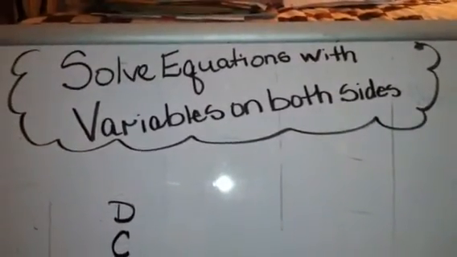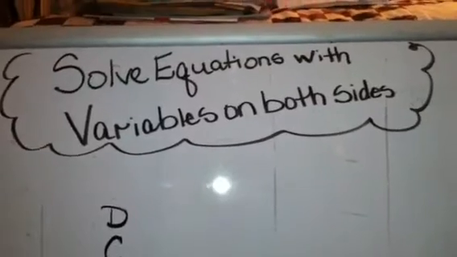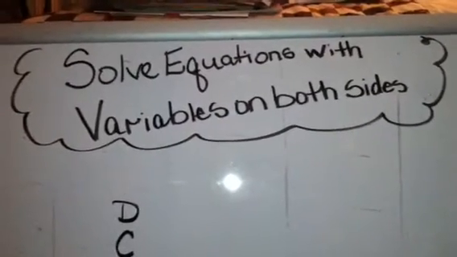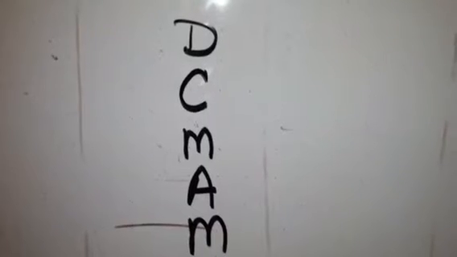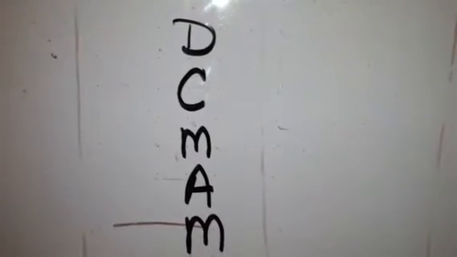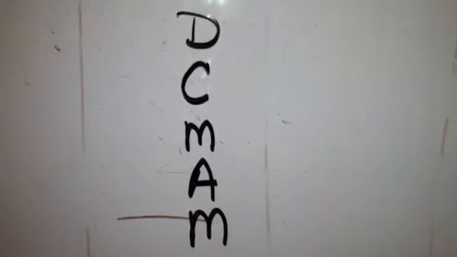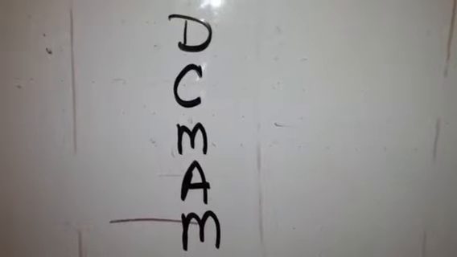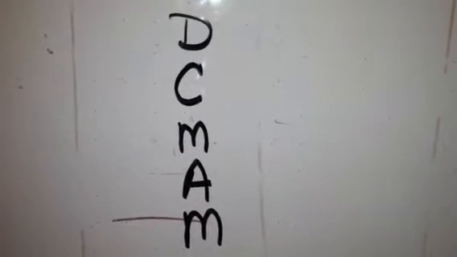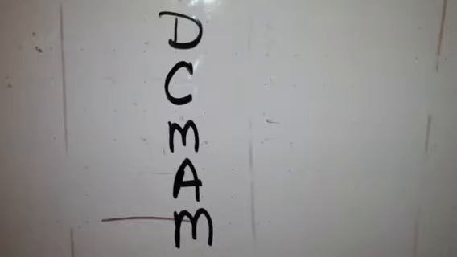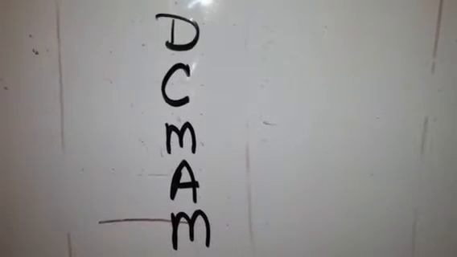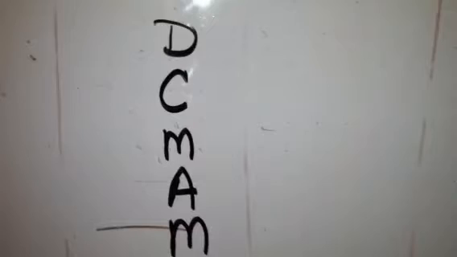Yesterday we talked about solving multi-step equations, and today we're going to talk about solving equations with variables on both sides. Now, yesterday we introduced you to these little letters, which the D stood for distribution, the C stood for combining like terms, M was for moving variables to one side of the equation or the other, A was for adding or subtracting, and M was for multiplying or dividing. And we referred to that as don't call me after midnight. Okay, that was on our previous video.